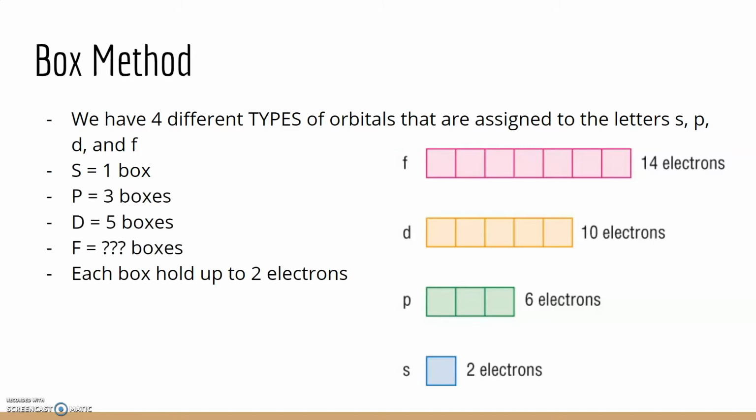So each box will hold up to 2 electrons. It's no guarantee that each box will hold exactly 2 electrons. Sometimes it can hold 1, and sometimes it can hold 0.